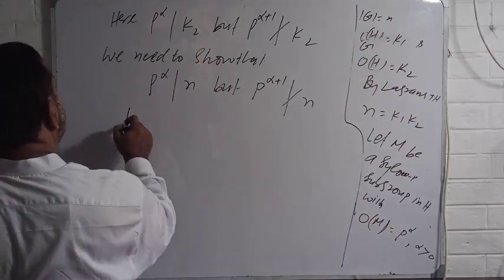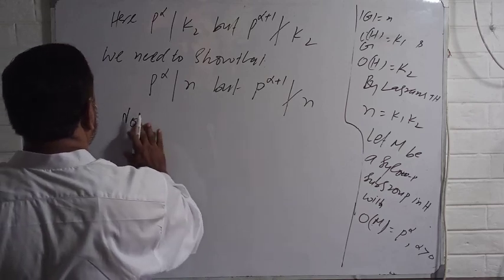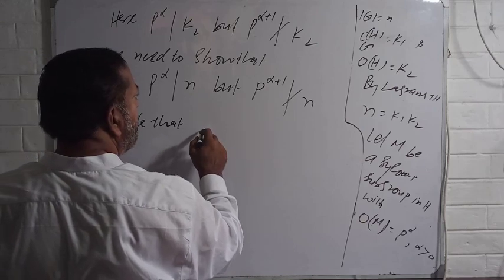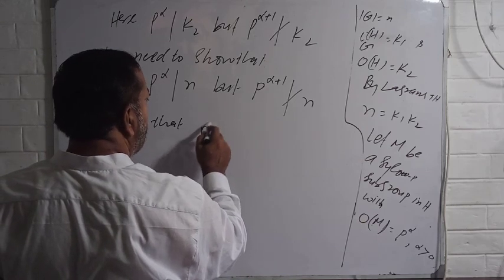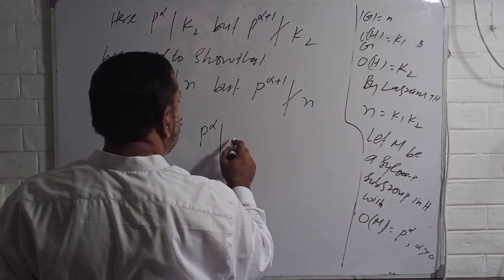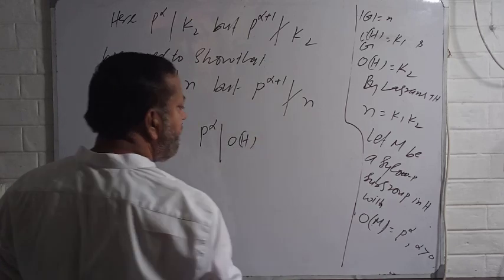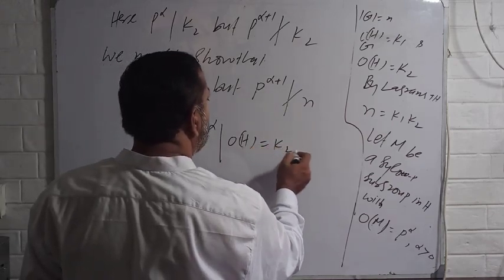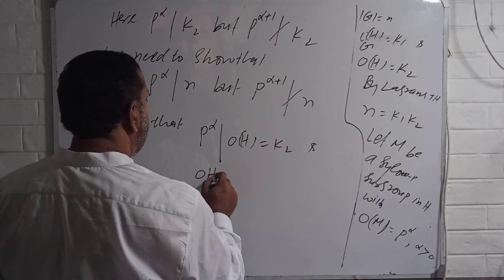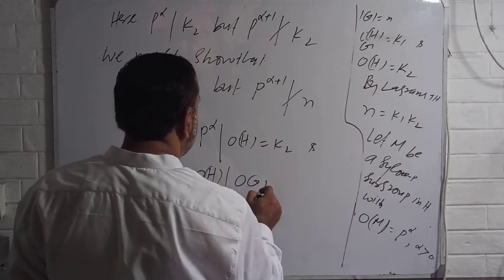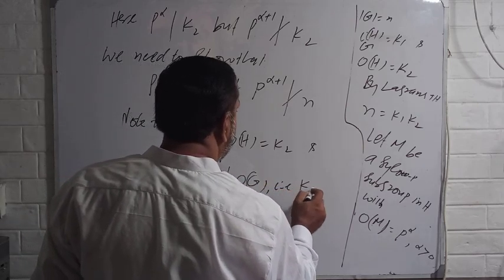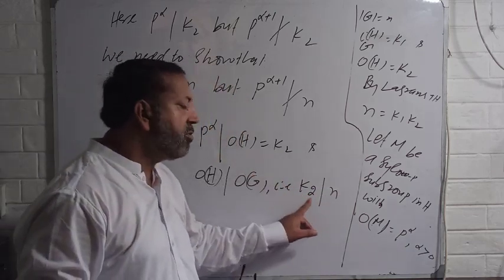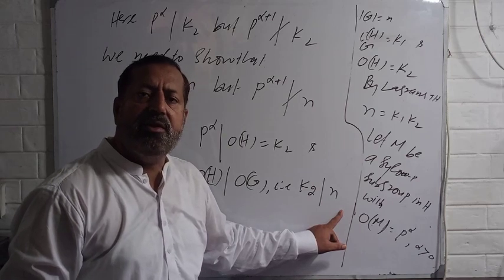Here, note that P power alpha divides the order of H. Of course, M is a subgroup of H, so the order of H is equal to K2, and the order of H divides the order of G, that is K2 divides N. So look, P power alpha divides K2 and K2 divides N. So by transitivity, the first condition is clear.